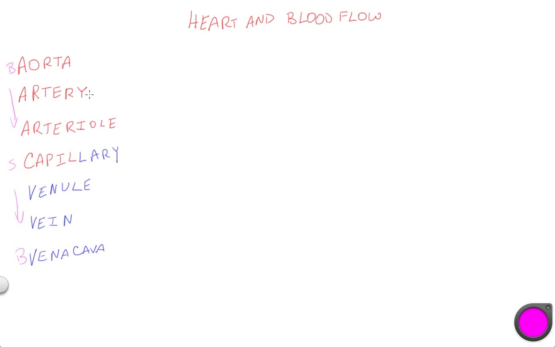Well, by definition, arteries carry blood away from the heart. And that's easy to remember because there's an A in away and there's an A in artery. Veins, on the other hand, carry blood towards the heart.